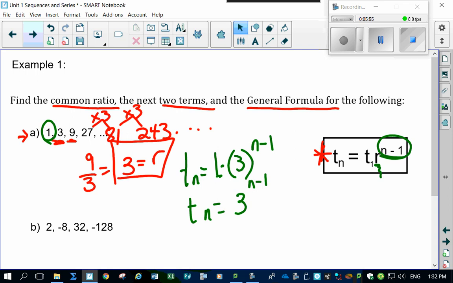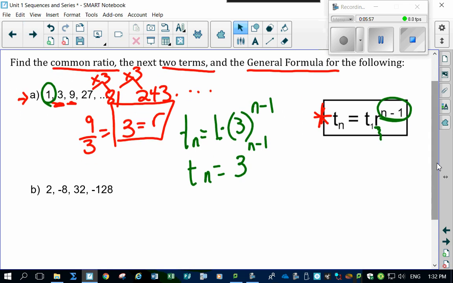Let's see if that actually works. Take the number 27, for example. Well, what term is the number 27? That's first term, second term, third term. That's got to be the fourth term. So being that that's the fourth term, check it out.